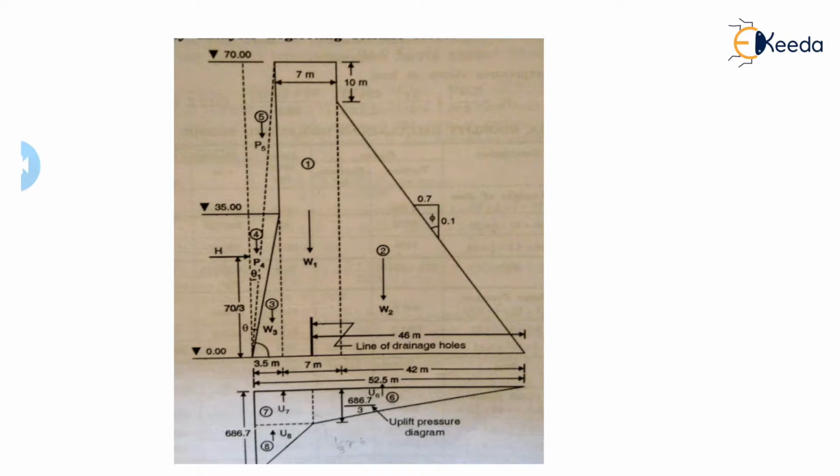is to 0.1. So we know the base width. Okay, so base width is given, so by using that ratio 0.7 is to 0.1 is equal to 42 divided by x. X is our vertical height, so we can easily find out that height.